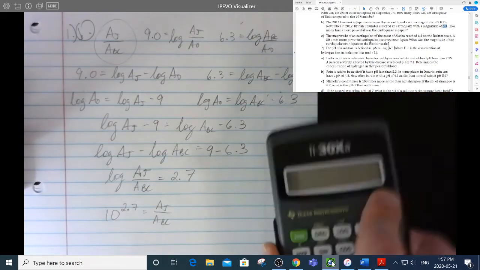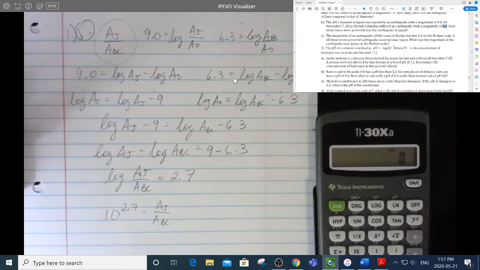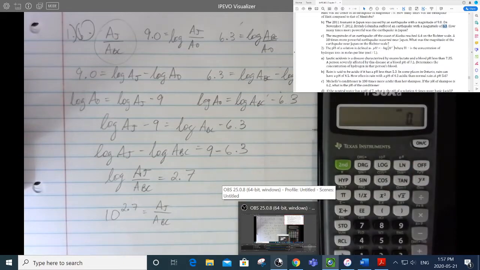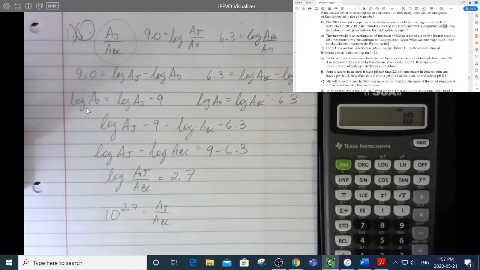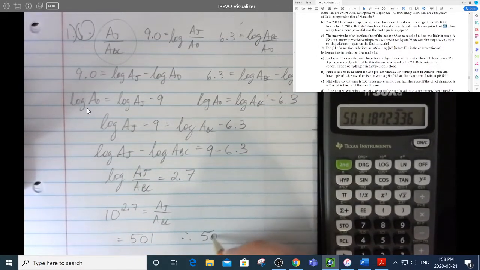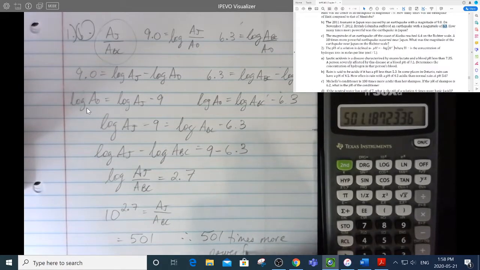Let me use the other calculator just in case you want a quick refresher on how that one works, right? Let's see, make sure, can you see me? Yep, good enough, okay. So let's see, that's 10, and that's the power of 2.7 equals, and there we go. So the answer is about 501 times, this is an earthquake, right? 501 times more powerful. There we go. So there's 1A, there's 1B.